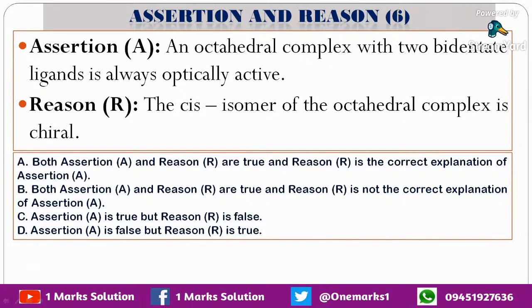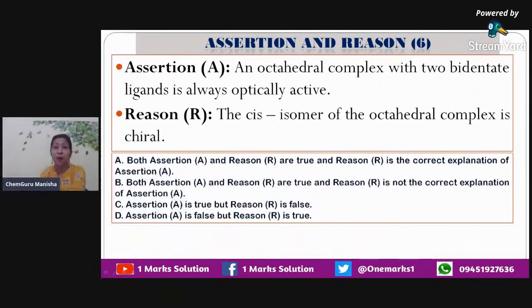The sixth statement that we have is: an octahedral complex with two bidentate ligands is always optically active. Now, bidentate ligands are something like ethane-1,2-diamine. This is a bidentate ligand. Octahedral complexes will have around 6 ligands around them. If there are bidentate ligands, then you will have one here, two, three, four, and five, six. That's how the octahedral complex looks.